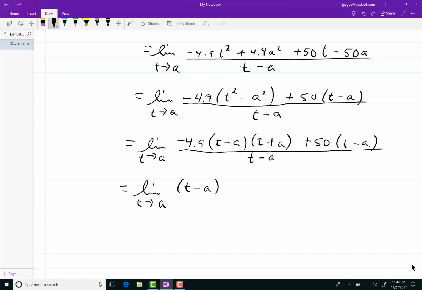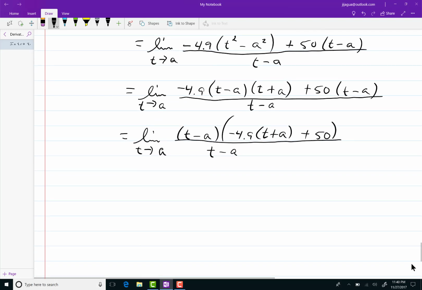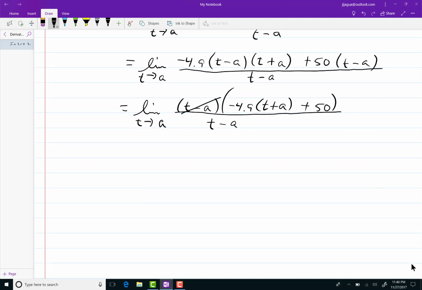So I'll have a t minus a out front, and then inside the parentheses, I'll have negative 4.9 times t plus a plus 50. End the parenthesis, and all of that is over t minus a. Now I can take out the t minus a. Good. Now I'm left with the spot where I can plug in t equals a.